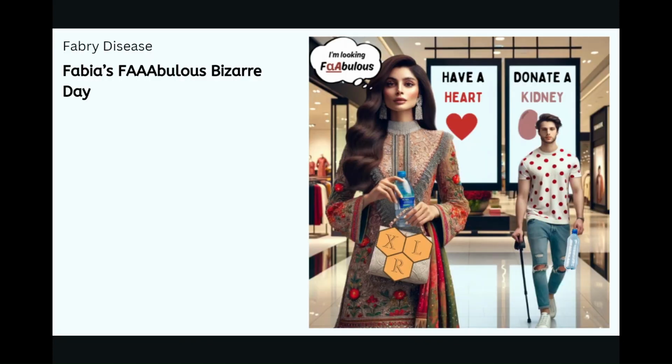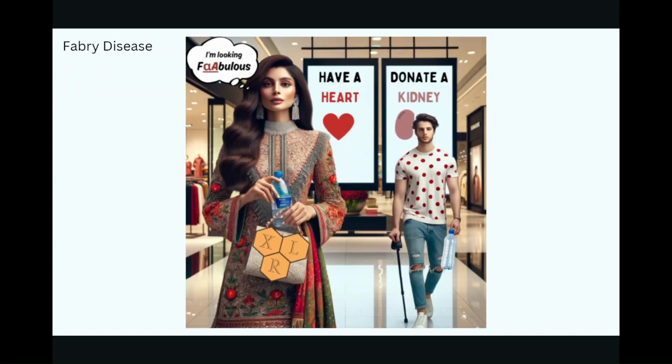Now we will cover Fabry disease. This image takes place in a busy shopping mall with our fabulous Queen Fabia and her chore boy. Hence, it is titled Fabia's Fabulous Bizarre Day. So she knows she's looking fabulous, which should help you remember Fabry disease. We can also see her thoughts, and look how fabulous is spelled, with an alpha and an A.